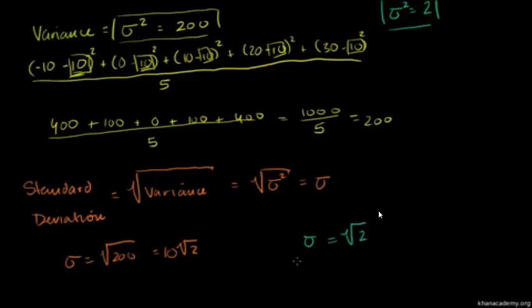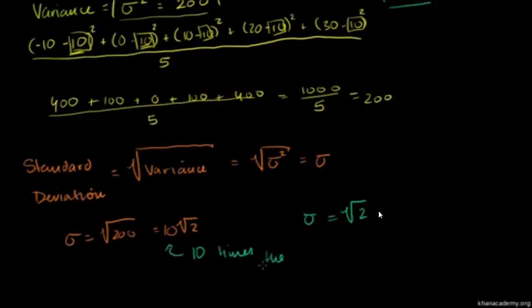So the second data set has 1/10 the standard deviation of the first data set. This is 10 roots of 2. This is just the root of 2. So this has 10 times the standard deviation. And hopefully this will make a little bit more sense. Let's think about it. This has 10 times more the standard deviation than this.